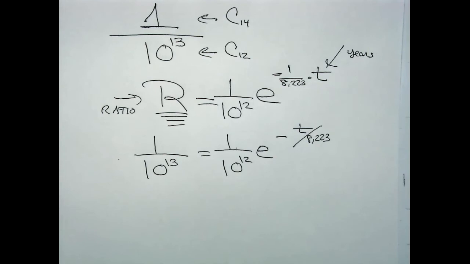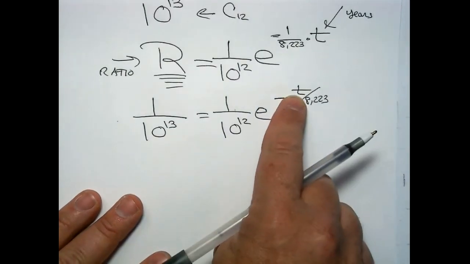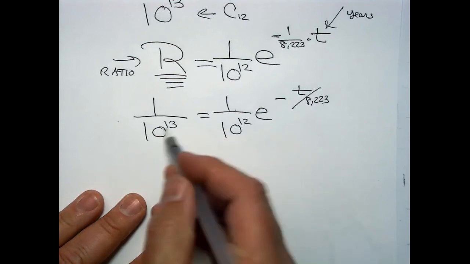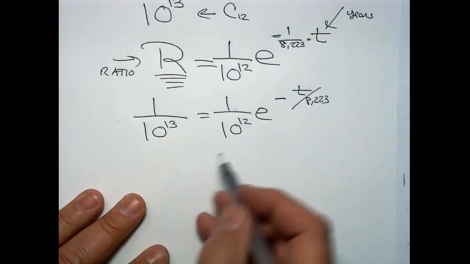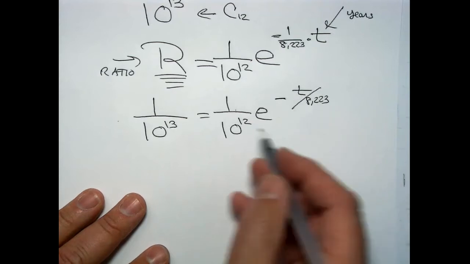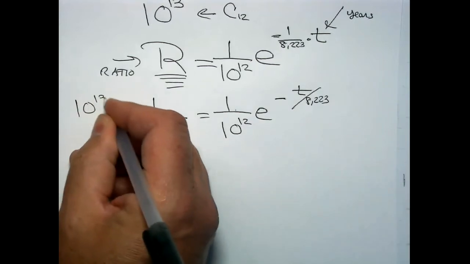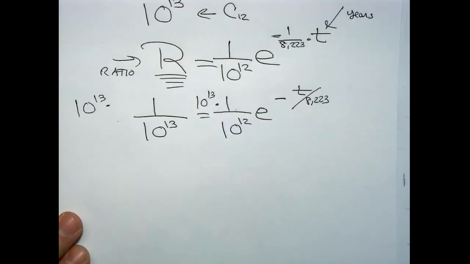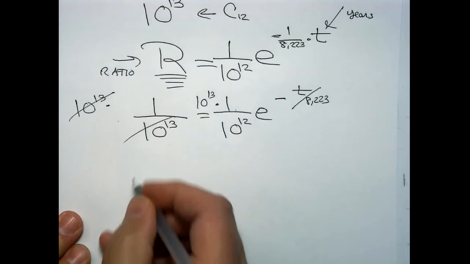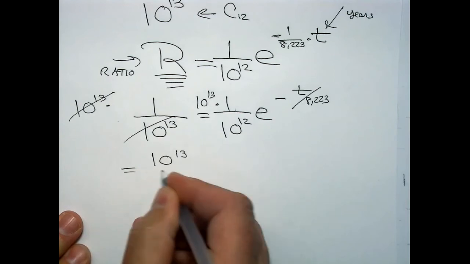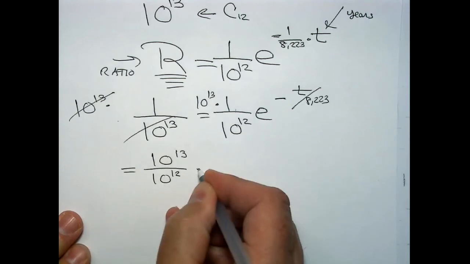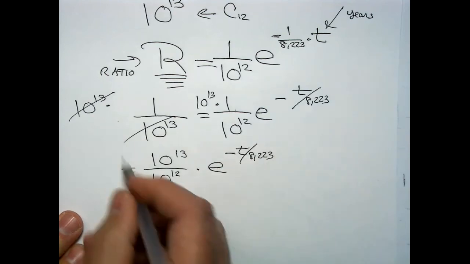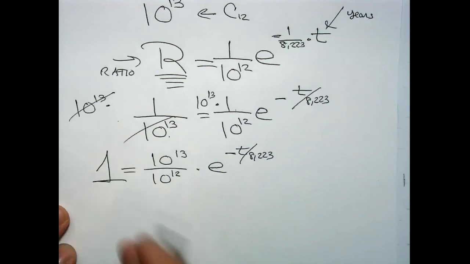Well, check it out. We can solve for t. It's right there. And how do we get to it? We got a lot of work to do to get rid of these fractions and this e. We need to peel away the layers to get there somehow. First thing I'm going to do is multiply both sides by 10 to the 13th power. That's a 1 with 13 zeros behind it. 10 to the 13th over 10 to the 12th. e to the minus t over 8223. Oh, 10 to the 13th over 10 to the 13th is 1, by the way.